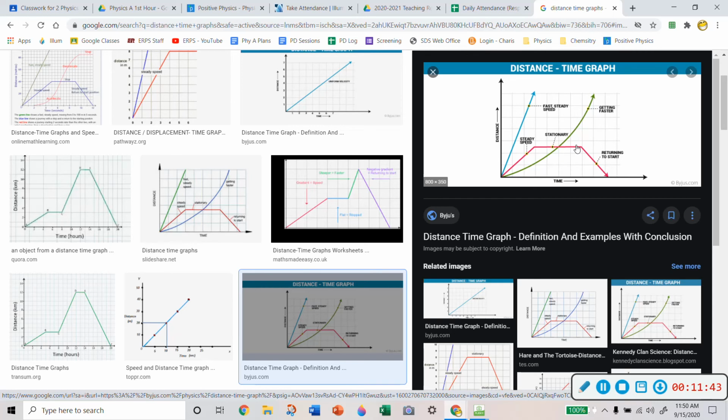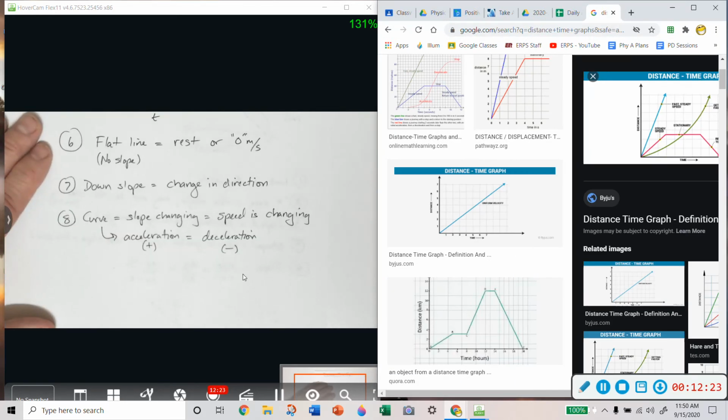A curved line, a line with a curve, actually means that the slope is changing. And if the slope is changing, the speed or velocity is changing. And if you're changing your speed or velocity, you are undergoing what's called acceleration. It could be positive, or it could be negative acceleration, which is called deceleration. But it's not hard to figure out. So we have this idea, we have acceleration.